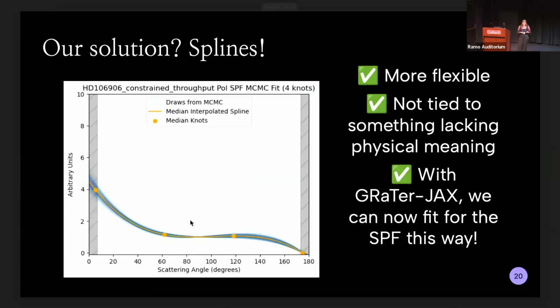And so what we've done instead is we've started fitting the phase function with a spline, because now we can add more parameters because we can go super fast. So this is more flexible. It's not tied to something that's lacking in physical meaning, like the Henyey-Greenstein function, which isn't really based in physics. And with GRaTeR-JAX, we can now fit for the scattering phase function this way.